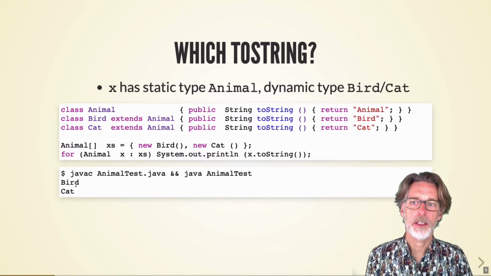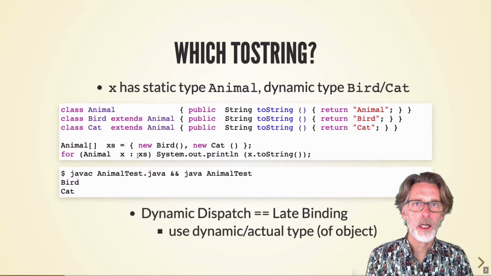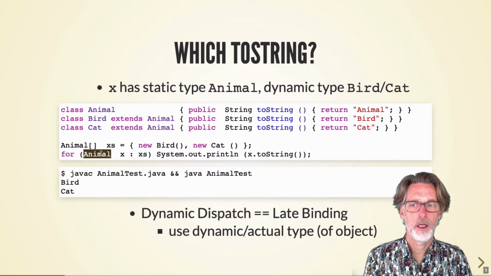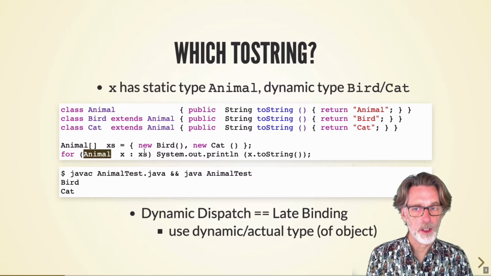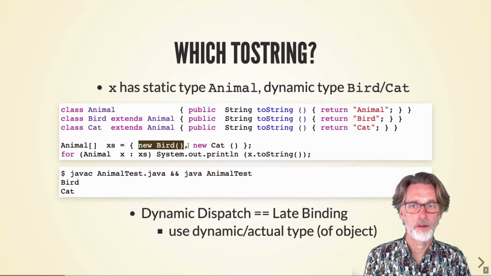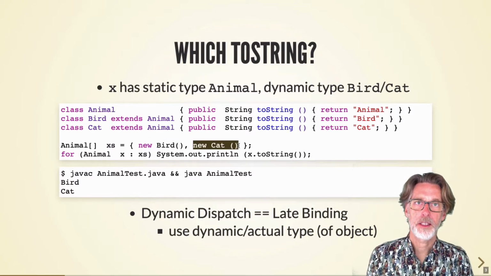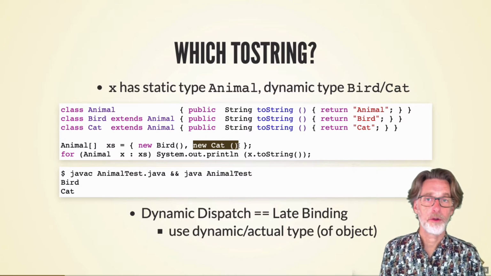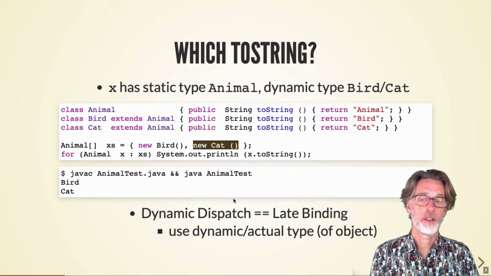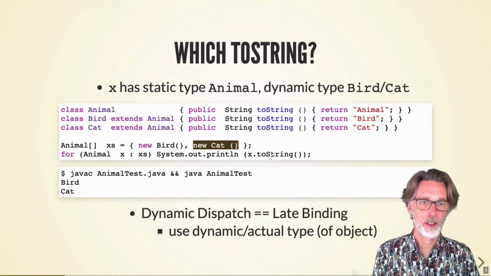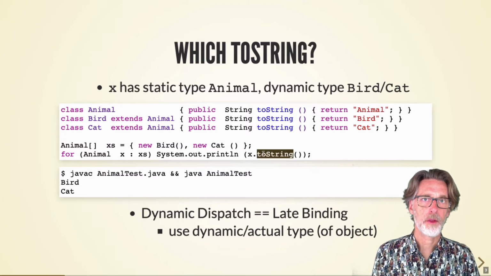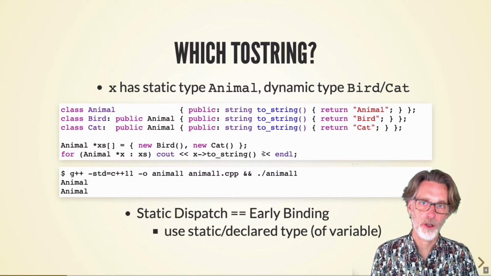What's happening here is that we are using the dynamic type of the object, not the static type of the variable x. So note that x here has type animal, but it's bound to an object, first of type bird, then of type cat. Since Java uses the dynamic type, or the actual object type, to look up the methods, we actually get the methods for birds and cats getting invoked here when we call toString. This is different from what happens in C++ by default.